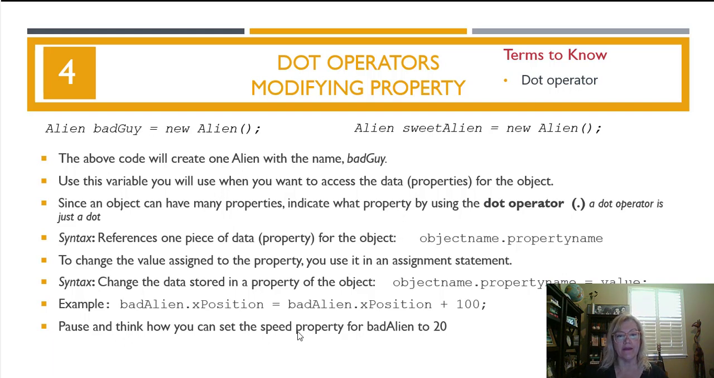So pause right now. Think about how you might change the speed of bad alien. Did you come up with this? Bad alien, the object name, dot speed, the property name, equal to, and we're assigning the value 20 to it.